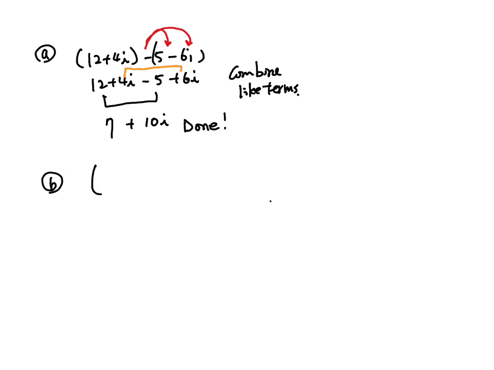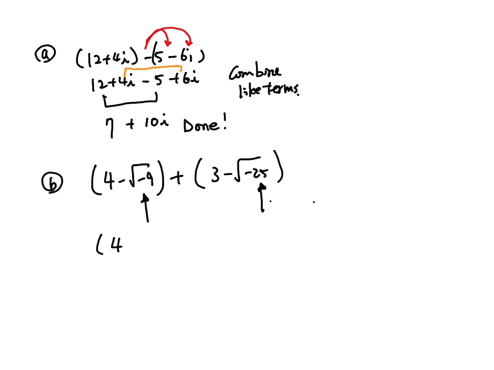B. 4 minus square root of negative 9 plus 3 minus square root of negative 25. So again, first things first, let's work on the radicals with negative numbers. This is 4 minus square root of 9 times i. I'm just going to write it out very far so we don't get mixed up. Plus 3 minus square root of 25i.